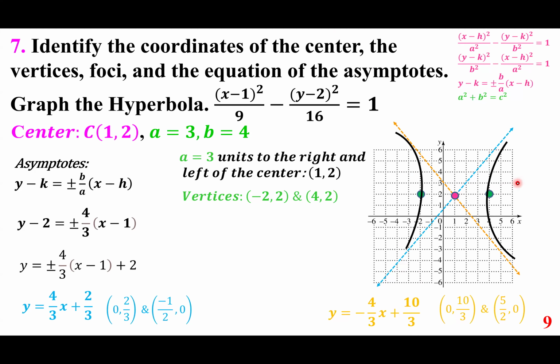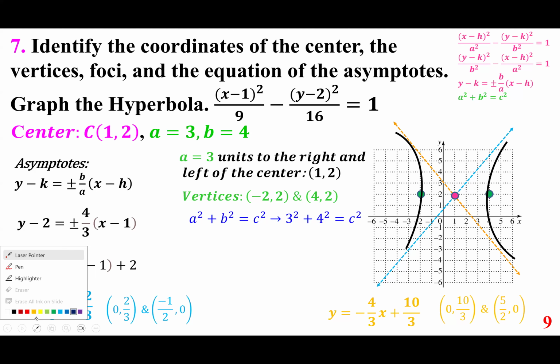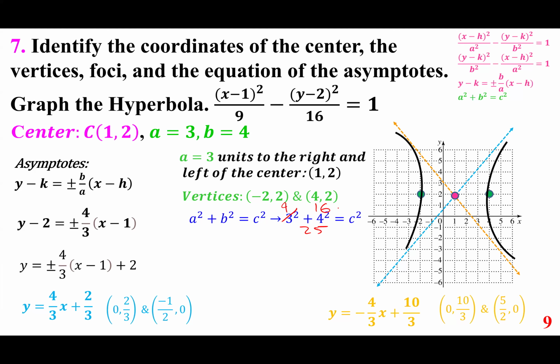What I want to find is the value of c and therefore the foci, and I'm going to use the fact that a squared plus b squared equals c squared. So 3 squared plus 4 squared is c squared. This is 9, this is 16. We get 25, and c becomes 5.